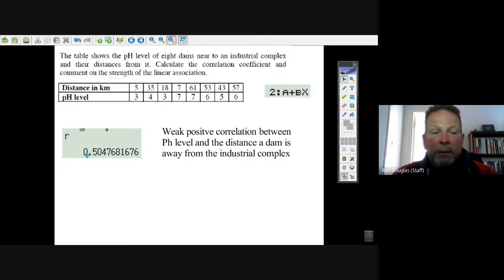Well, if this was like 0.1, there'd be almost no correlation. It's a positive correlation, but it's just weak. It's a weak positive correlation between the pH level and the distance. If it was 0.8, it would be reasonably strong, but not very strong. There would be a positive correlation, but not very strong. And if it gets around 0.9 or anything over that, it's very strong.